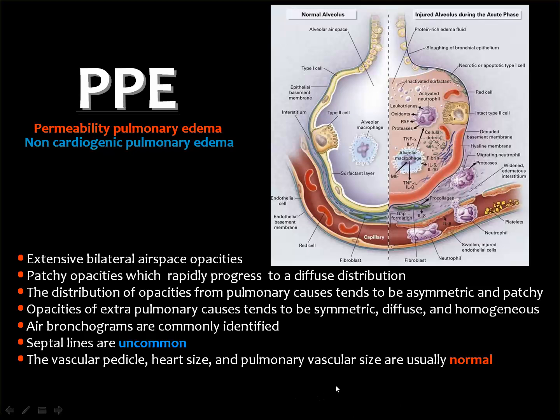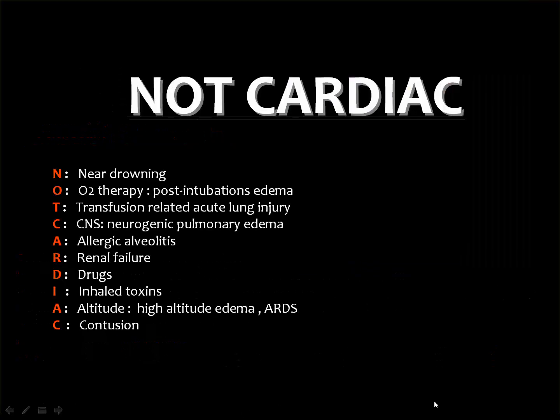Then the non-cardiogenic pulmonary edema is the result of bilateral extensive airspace opacities, and these opacities may progress to a diffuse distribution. The opacities of extrapulmonary causes tend to be symmetric, diffuse, and homogeneous, while those of pulmonary causes may be asymmetric and patchy. Air bronchogram is present, and the septal lines in permeability edema are uncommon. The heart and the pulmonary vasculature are usually normal.